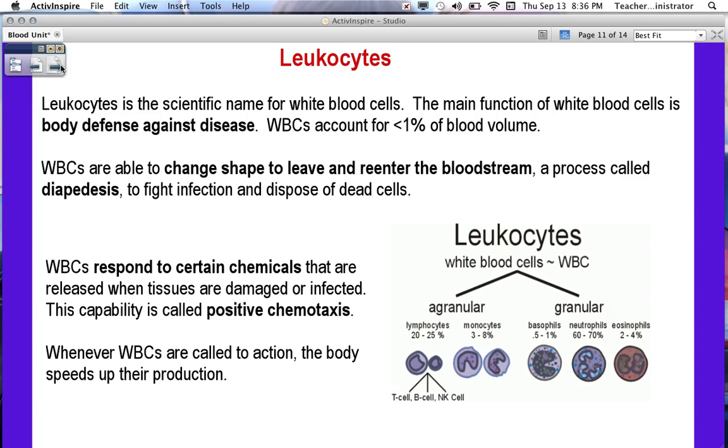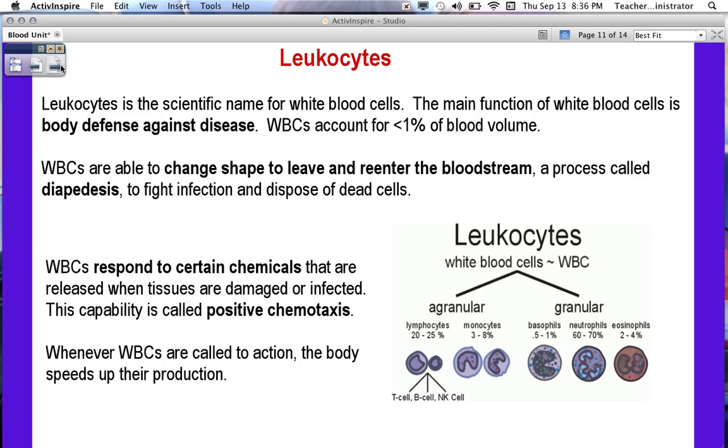Leukocytes are white blood cells, and their main function is, again, defense against disease. Remember, they're less than 1% of your blood volume. They are really unique in that they're able to change shape, so they can actually leave the bloodstream, go where they're needed to fight infection, and then they can re-enter the bloodstream. And that process is called diapedesis. Diapedesis, that's kind of a weird word.